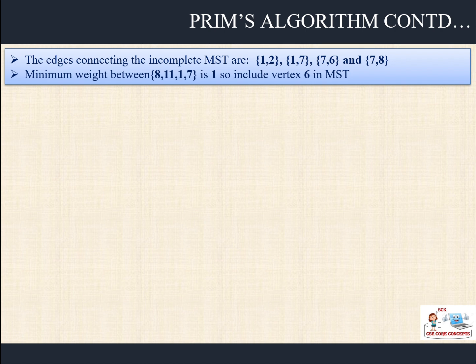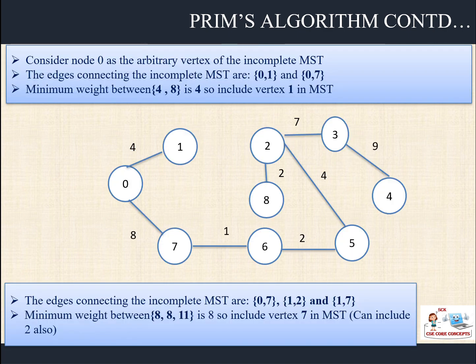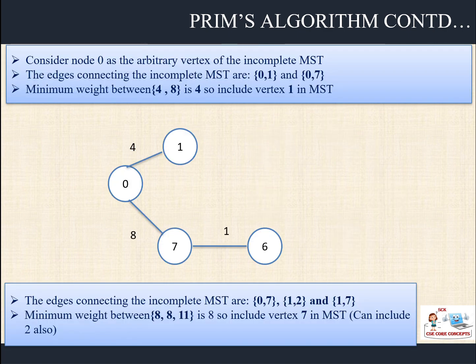Okay. So the minimum weight among 8, 11, 1 and 7 is 1, which is of vertex 6. So I am going to include vertex 6 in my MST. Let's see how it looks. Yeah, it looks like this.